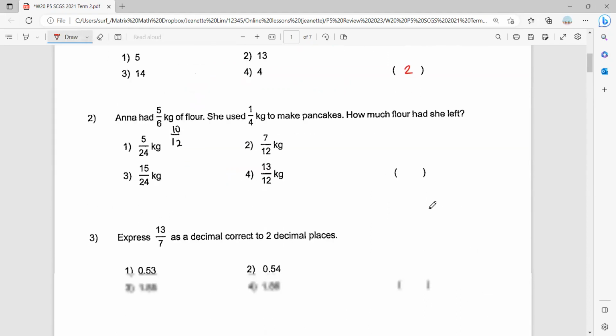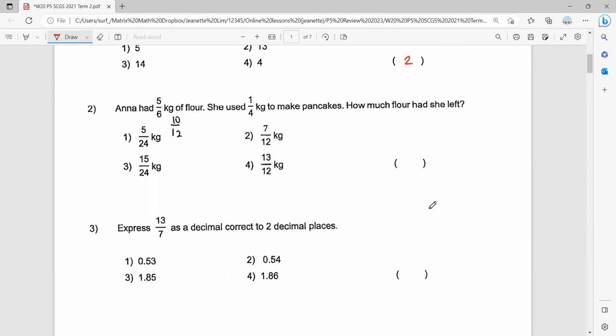Okay, question 2, Anna had 5/6 kg of flour. She used 1/4 kg to make pancakes. How much flour had she left? Now take note that this fraction comes with units and this fraction also comes with units. So you do not take 1/4 times 5/6, but instead you either add or minus. Since we're looking for the amount left, we will minus.